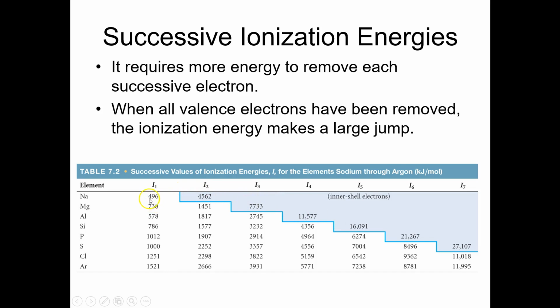So sodium has one valence electron. It's pretty easy to take off. When you then try and take a second electron from sodium, now you're taking a core electron, and that's really, really hard. So you'll notice every time at the stair step, it jumps by a factor of like 3 or 4. And that's because you're going from trying to remove a valence electron to trying to remove a core electron.